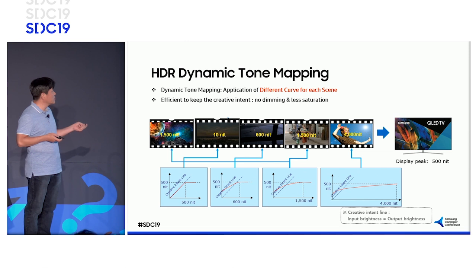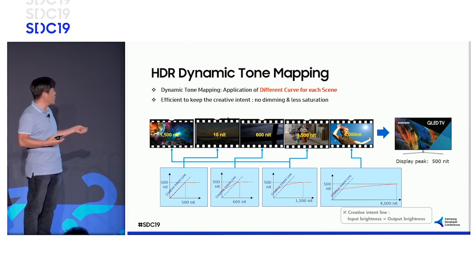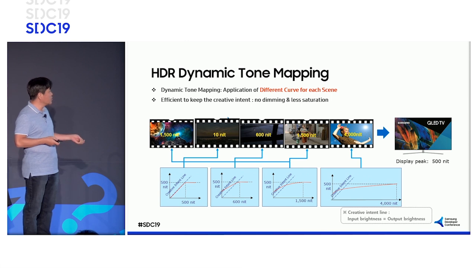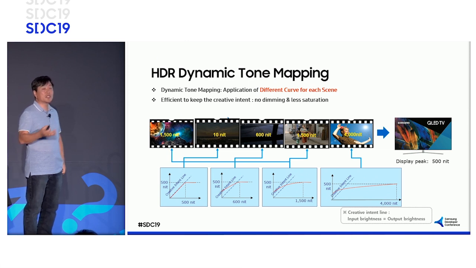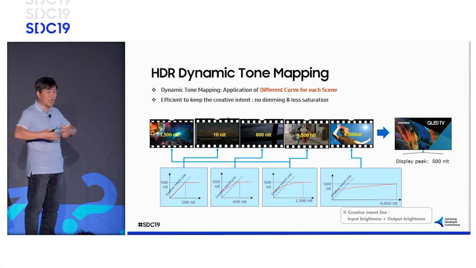So you need to know where the boundary of the content is, based on some kind of scene detection mechanism. And then based on this boundary, you can develop individual different mapping mechanisms. But the problem is that in this case, even though you can generate these different mapping mechanisms, you have to deliver the information from the content creator side to the final display side. So you need to develop some mechanism to deliver the information. That's why we call it HDR10 plus metadata.